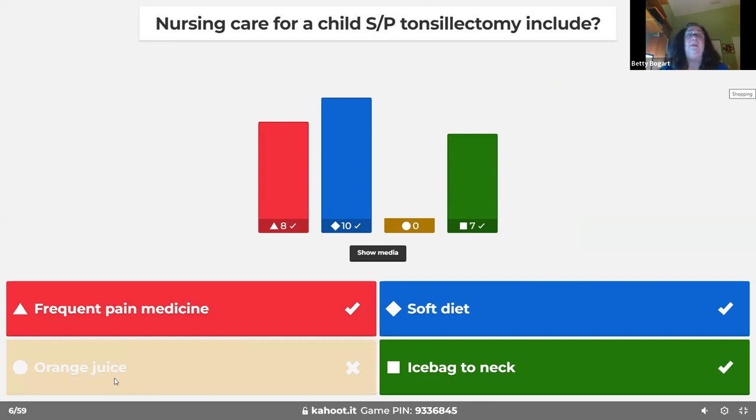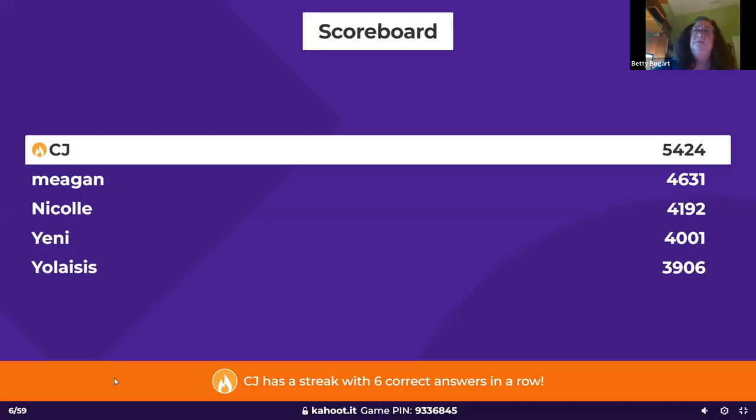So we want to give pain medicine, and Tylenol works really great for tonsillectomies. They used to give codeine, but they found children were overdosing on it because they really don't need it. Tylenol is really good as long as they keep up with it. Soft diet, so it doesn't irritate the throat. Absolutely no citrus, no spicy, because that hurts. And then young children don't like it, but an ice bag does help with discomfort. And of course, have the head of the bed up just a little bit, have them sitting up on two pillows. It helps with breathing.